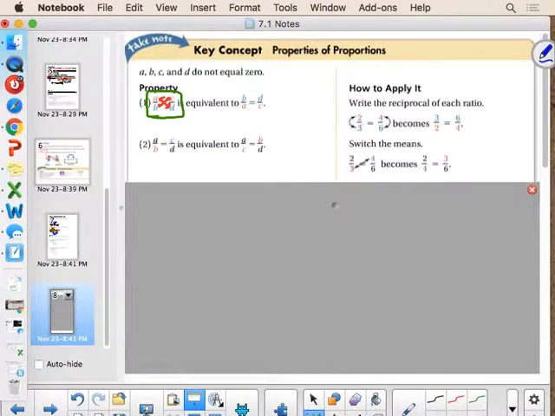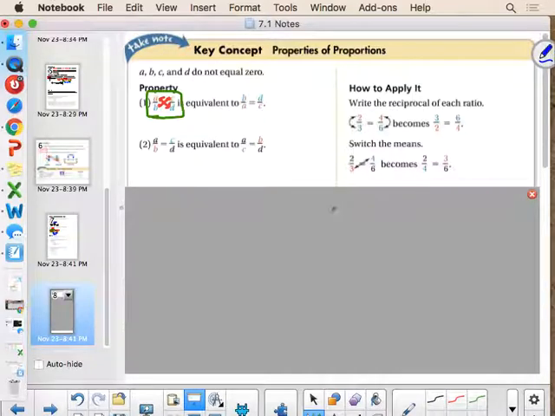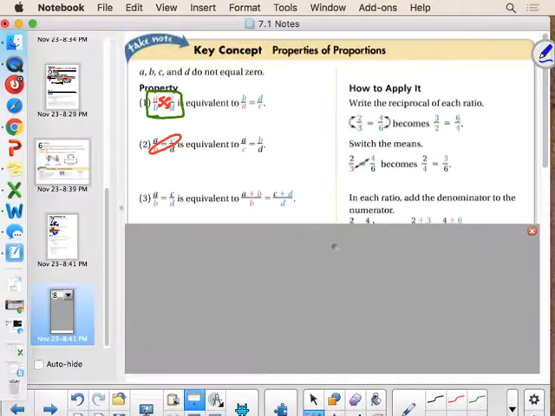Alright, next property. A over B equals C over D. Once again, remember that is my basic property. That is the same thing if I just decide to switch the locations of the means, switching the location of B and C. So I multiply by my denominator B and then divide both sides by C. That is the same property.